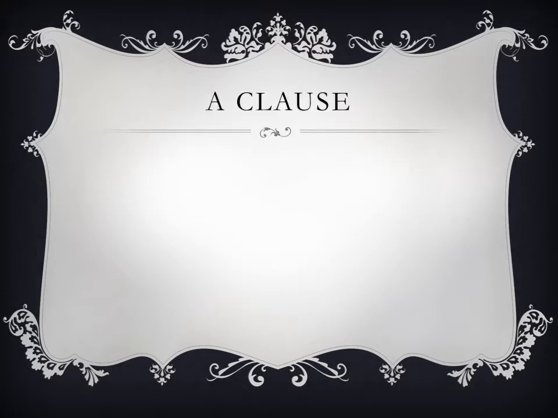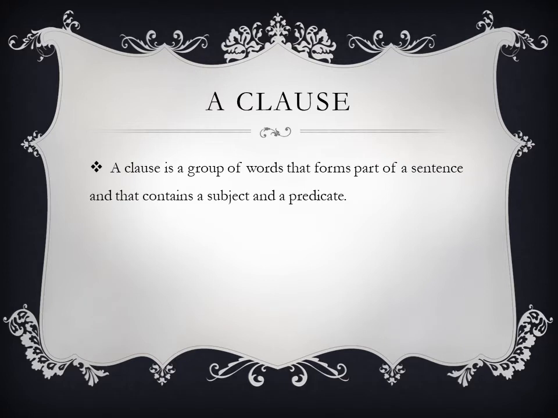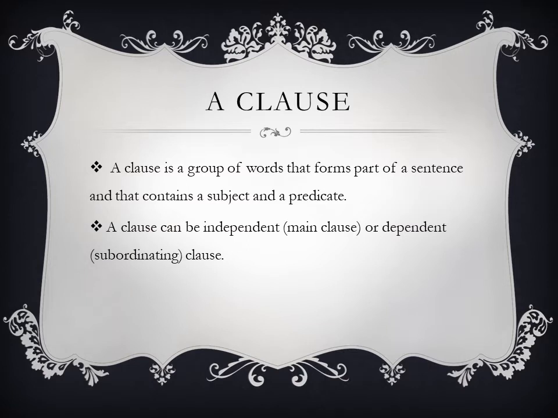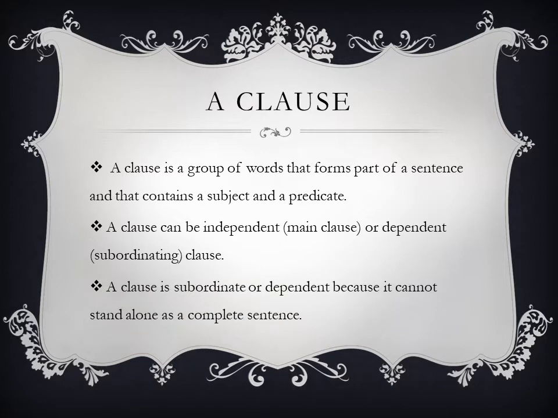Okay, now let's see. A clause is a group of words that forms part of a sentence and that contains a subject and a predicate. Remember, a clause contains a subject and a predicate. A clause can be an independent clause or main clause, or a dependent clause, which we can call a subordinating clause. A clause is subordinate or dependent because it cannot stand alone as a complete sentence.